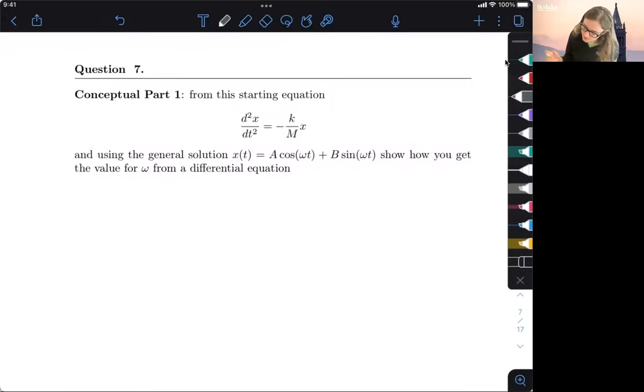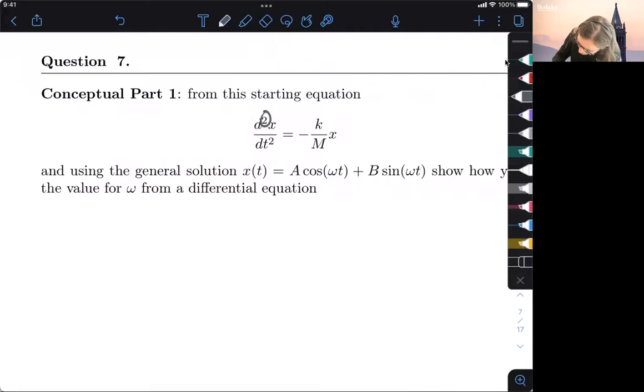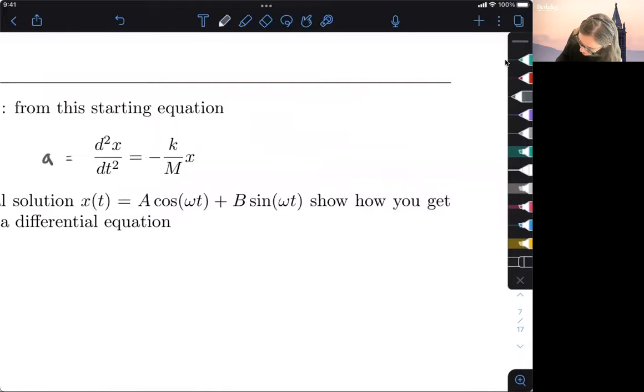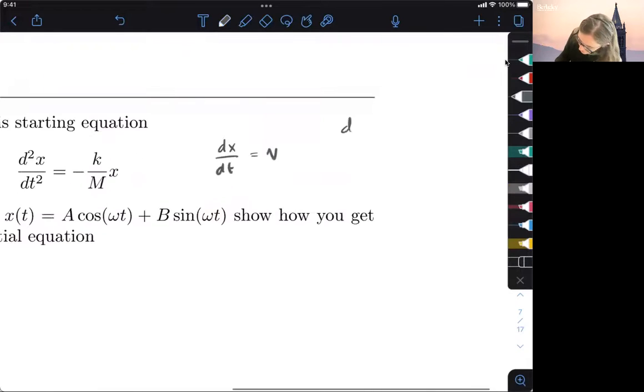Okay, so let's look at this. We have this little 2 up here and this little 2 down here. So what does that mean? When we have these little superscripts, that means it's the second derivative. The second derivative of position with respect to time is really just acceleration. If I take the derivative of x with respect to time, that's going to be velocity. And then if I take the derivative of velocity with respect to time, that's acceleration.